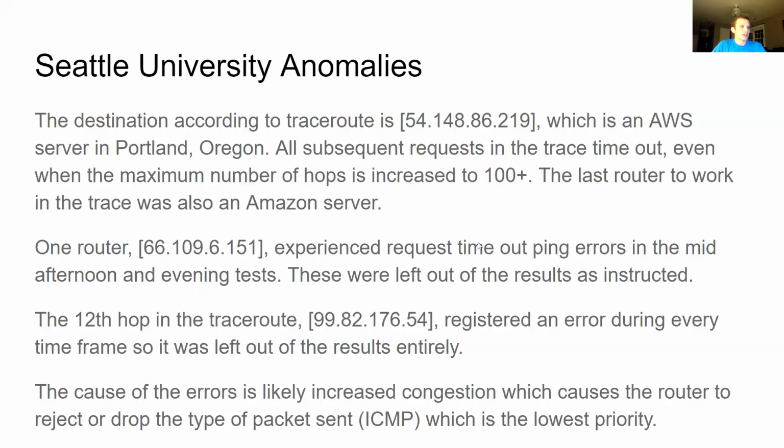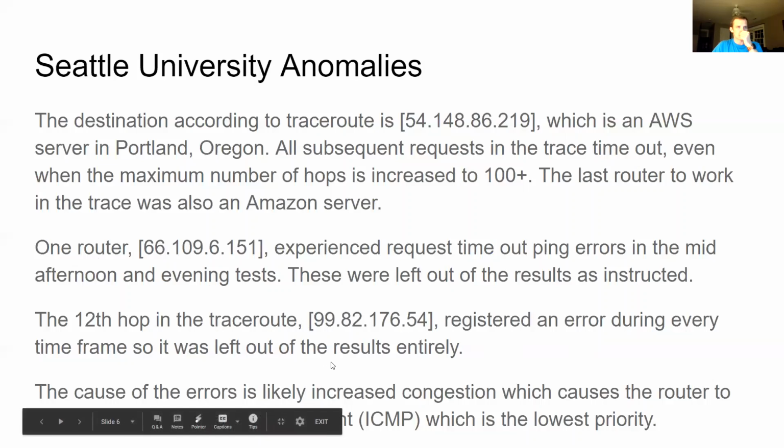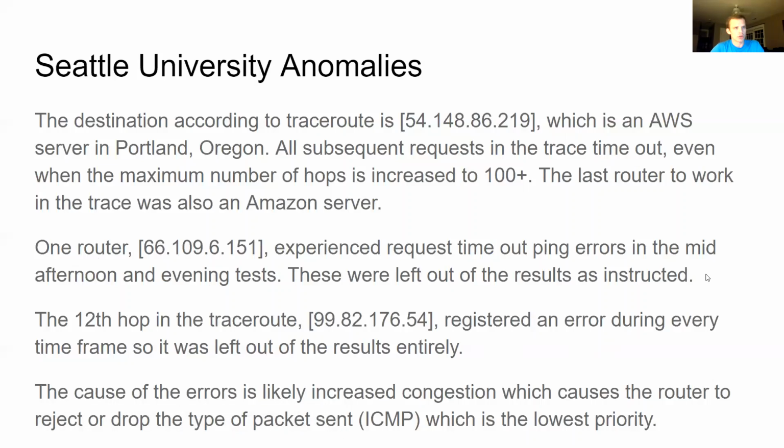One router had request timeout ping errors in the mid-afternoon and evening tests. Mid-afternoon and evening is the important thing to remember there. These were left out as instructed. The 12th hop registered an error during every time frame, so it was left out of the results entirely. The cause of any errors here is likely increased congestion, which causes the router to reject or drop the type of packet sent, which is ICMP. This is the lowest priority packet, so it's the most likely to get dropped when there starts to be congestion.